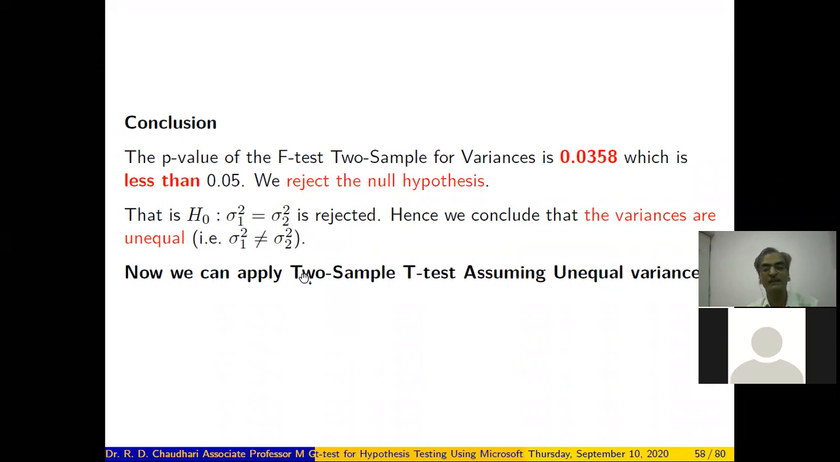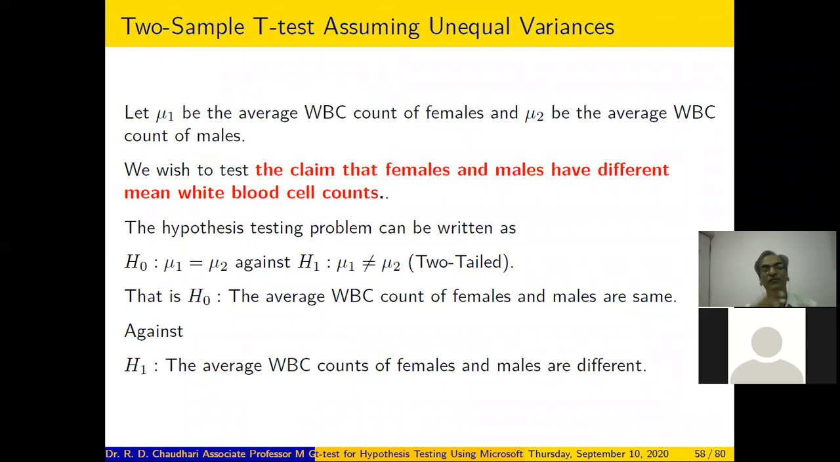Now we can apply the two sample t-test for unequal variances, because after applying the F-test we have the decision that the variances are unequal. Now we can apply the two sample t-test assuming unequal variances.